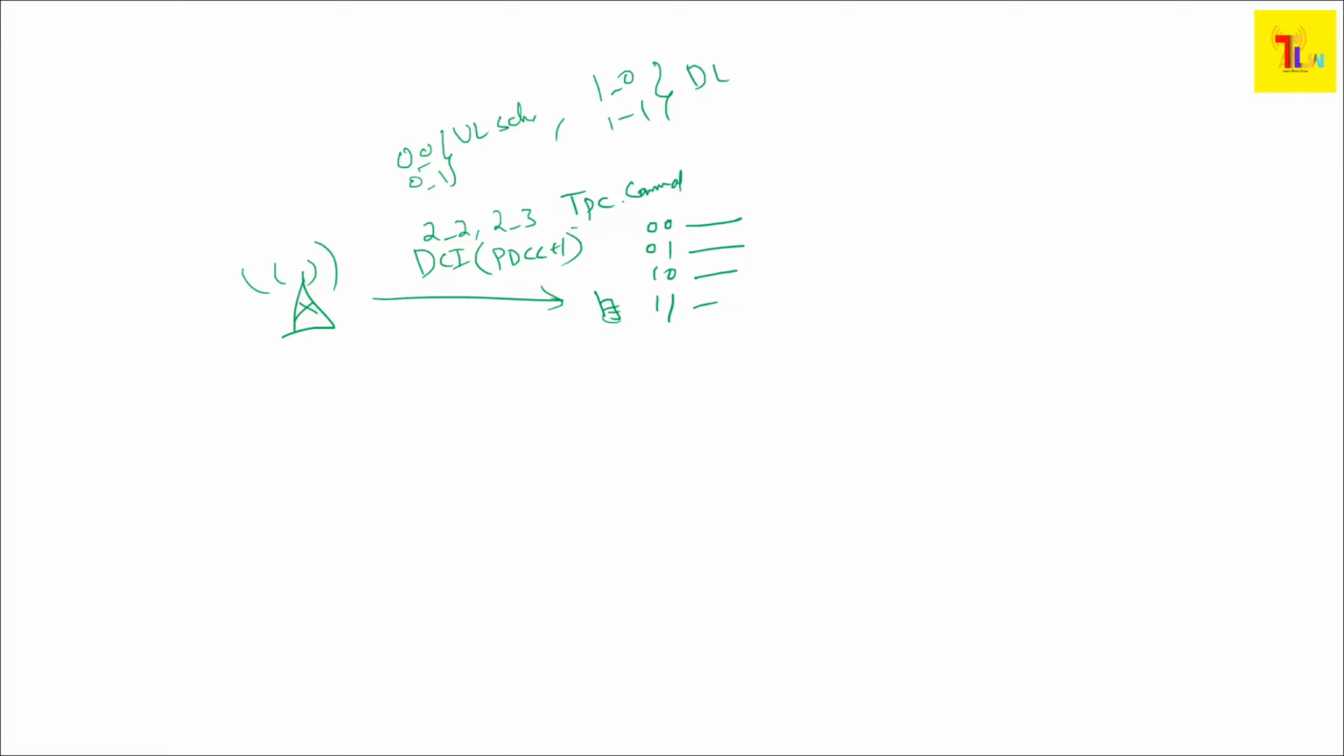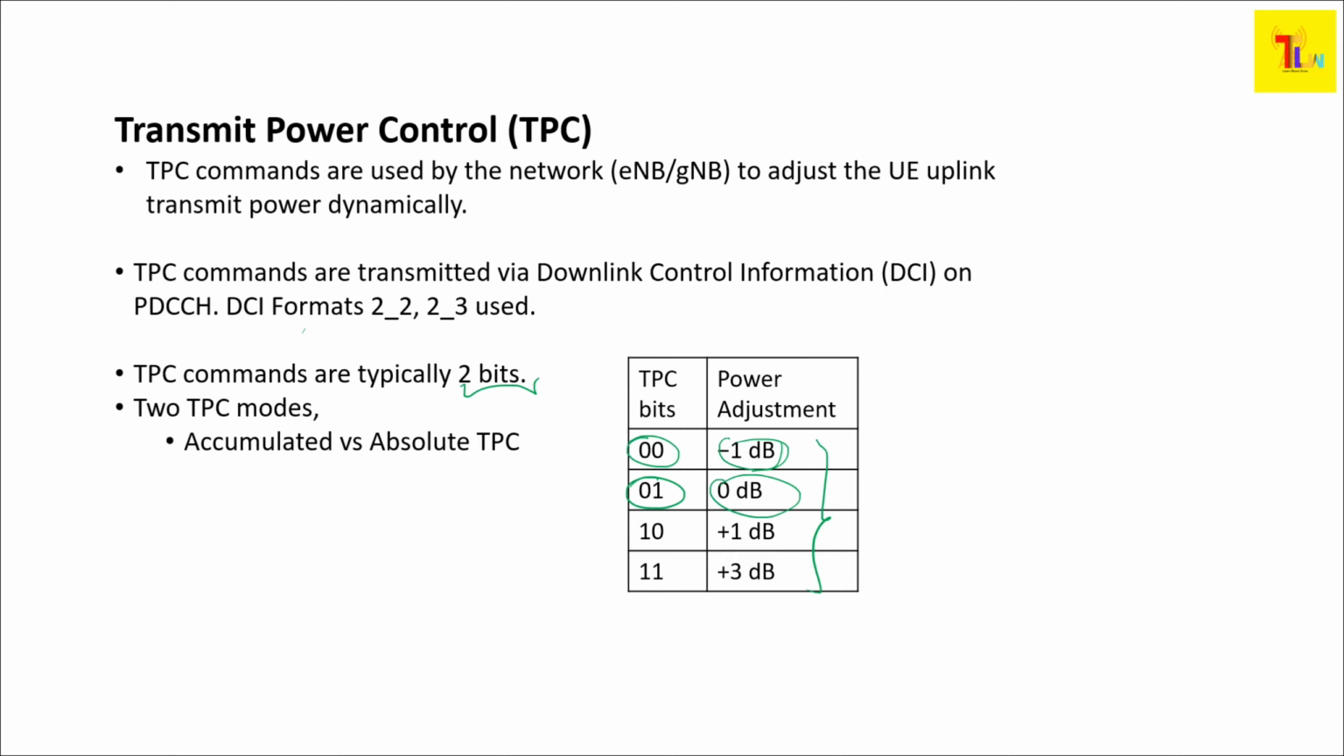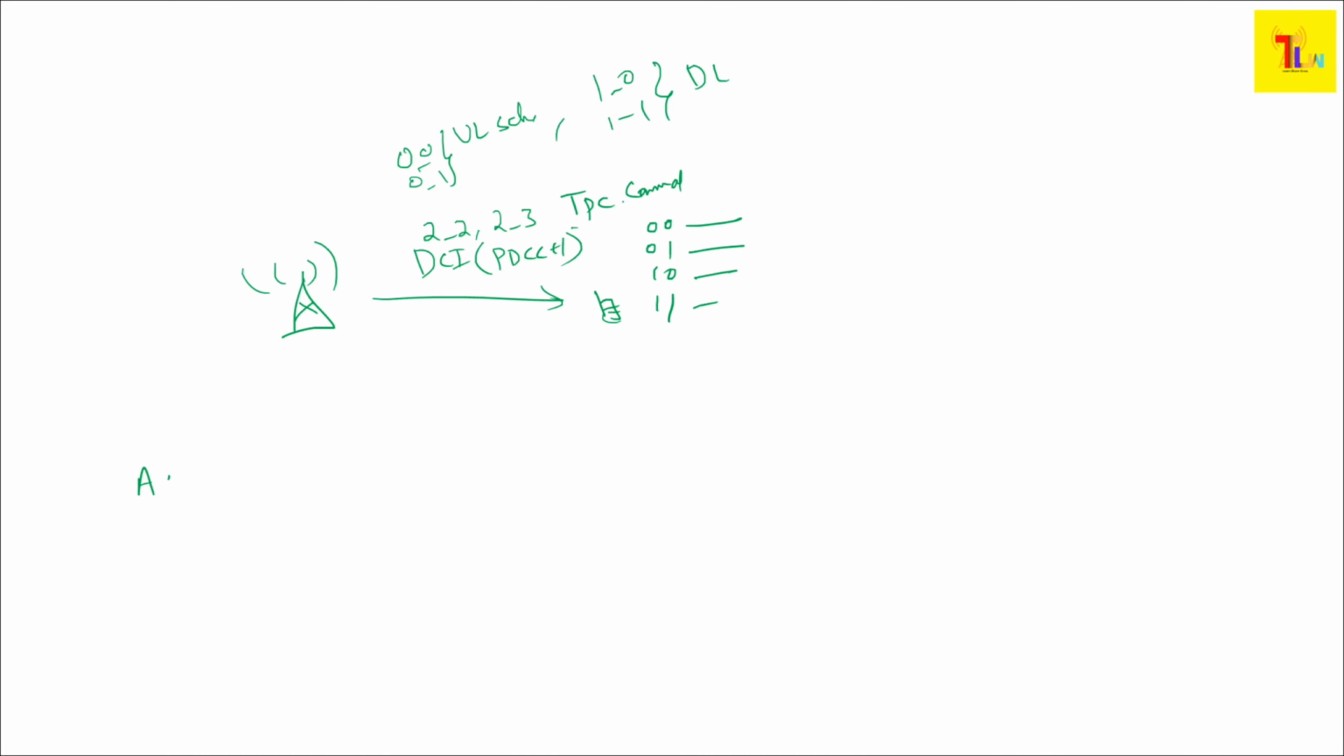Again, you know how much power you have to adjust, but you cannot directly go and apply this power, right? So the TPC has defined its own modes of operation. There are 2 TPC modes that are generally useful. One is called accumulated TPC mode, another one is absolute TPC mode. So what is this accumulated and absolute TPC mode, and what is the difference? Let's understand that.